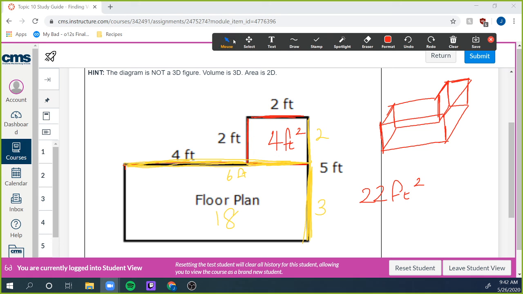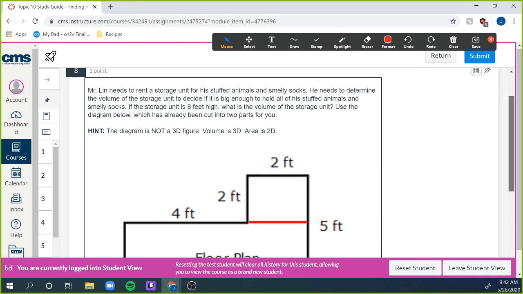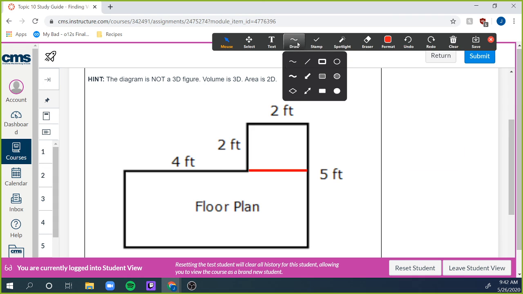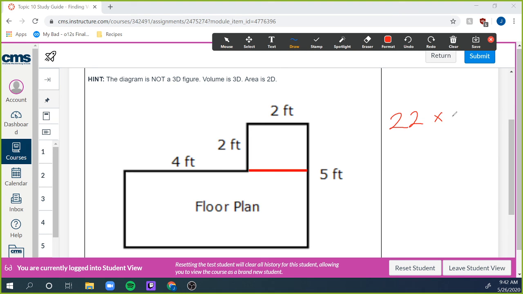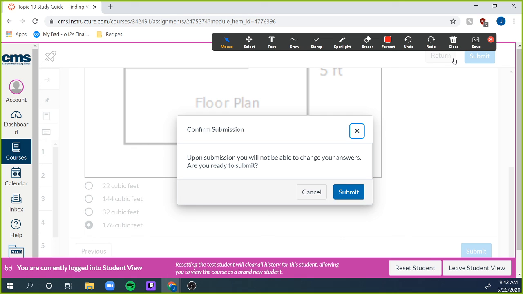Now we need to find the volume of the room, so we need to multiply by the height of the room, which is going to be 8 feet high. So we have 22 times 8. So we use the base times height for volume. So 22 times 8 is going to be 176 cubic feet. That's going to be 176 cubic feet. We're going to go ahead and submit.